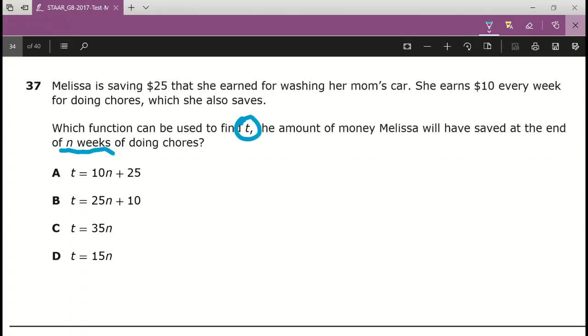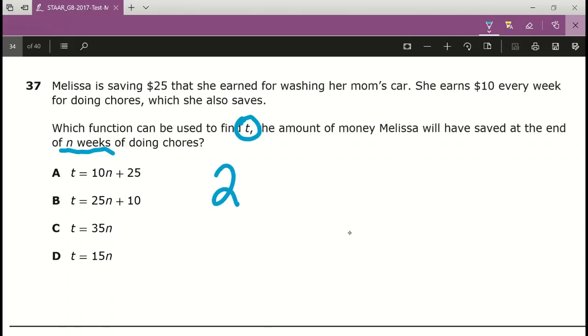A lot of times you see these problems with y and x, but in this case we just have t and n. So it's not really that much different, just different letters. This process is still the same. So we notice that we start off with $25. This is kind of a one-off thing. She washed her mom's car, she got $25. It's not going to change.